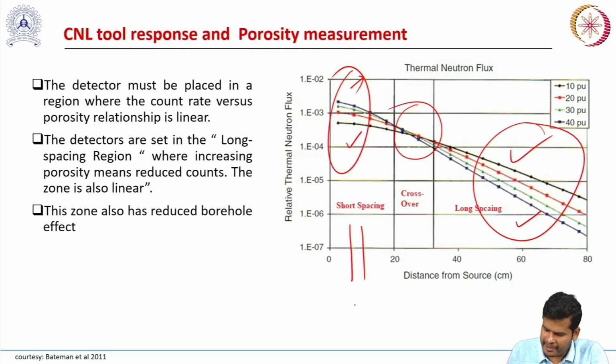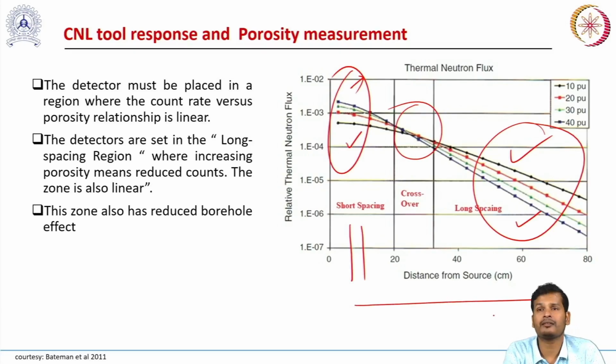By keeping the detector at a larger distance, what we are doing is that we are making the neutron travel a larger distance inside the formation. So the effect of borehole environment is decreased, just like in the density log. So that's why both detectors are placed in the long spacing region where the relationship is linear, so that we can calculate the porosity.